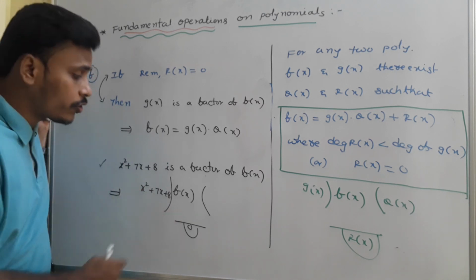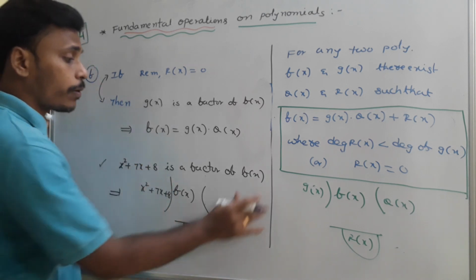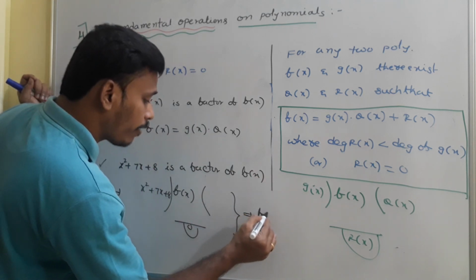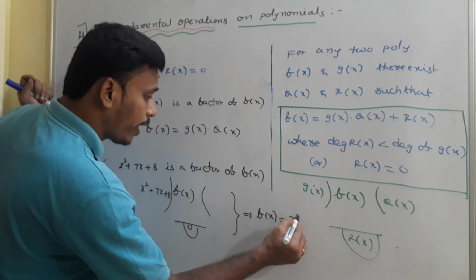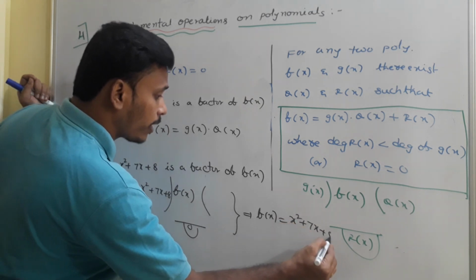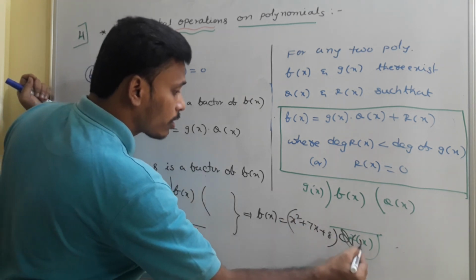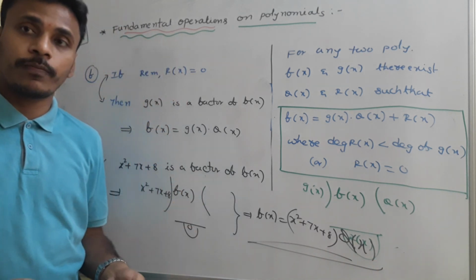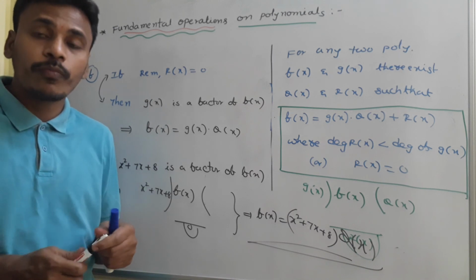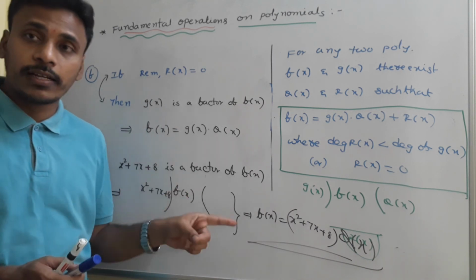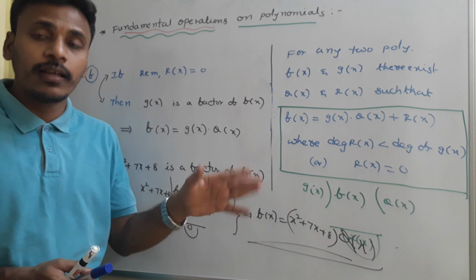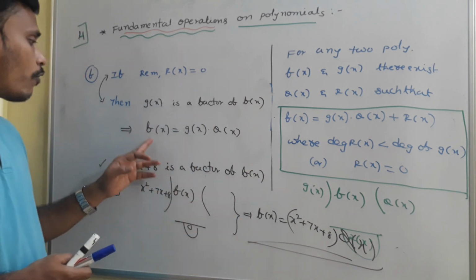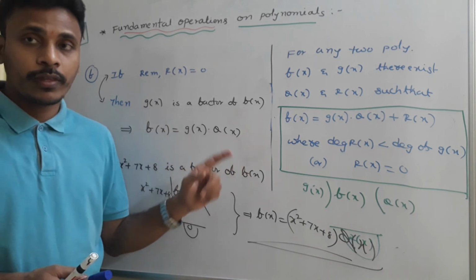And since that remainder is 0, we have a chance to express this f of x like this. From this division we conclude that f of x is equal to x square plus 7x plus 8 into some q of x. So if the remainder is 0, we call g of x a factor, and if g of x is a factor, then for sure you will get remainder 0, and in that situation we write f of x as g of x into q of x.